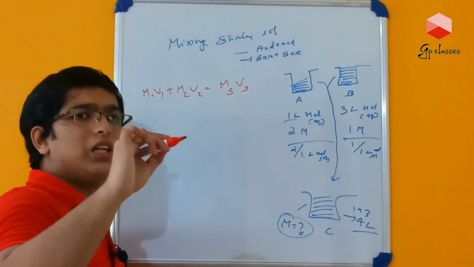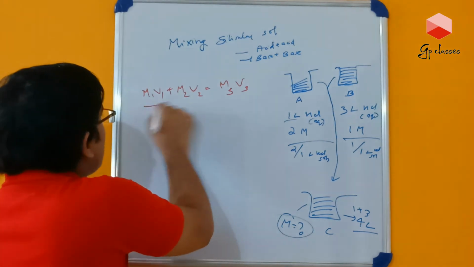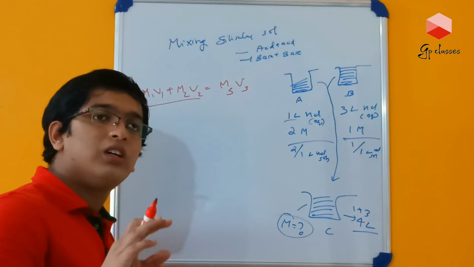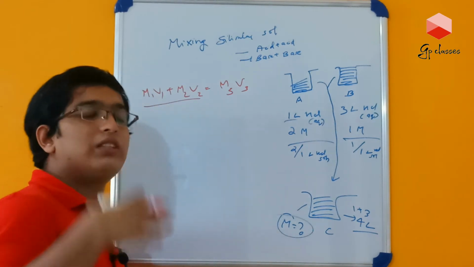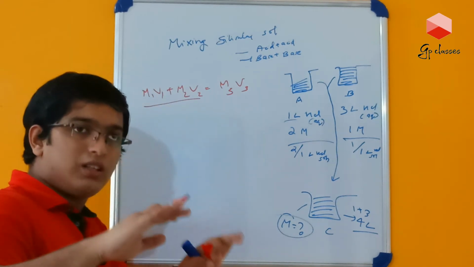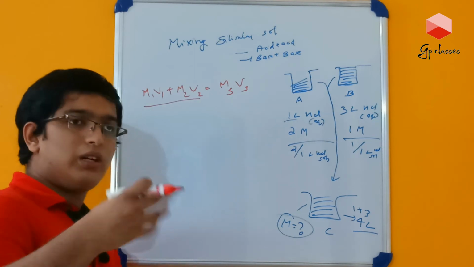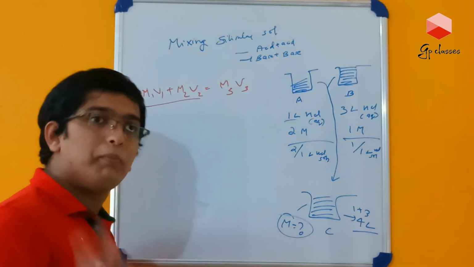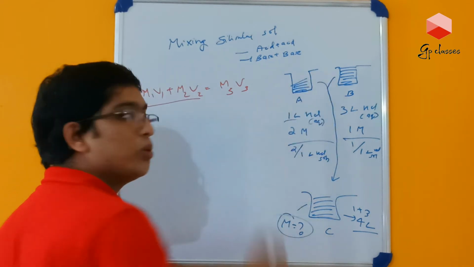Similar to our dilution itself, but since we are adding solutes, here is what is happening. In dilution, only the solvent was increasing, the solute was constant. That is, in diluting, you are adding more solvent to a solution, but here you are mixing two solutions.